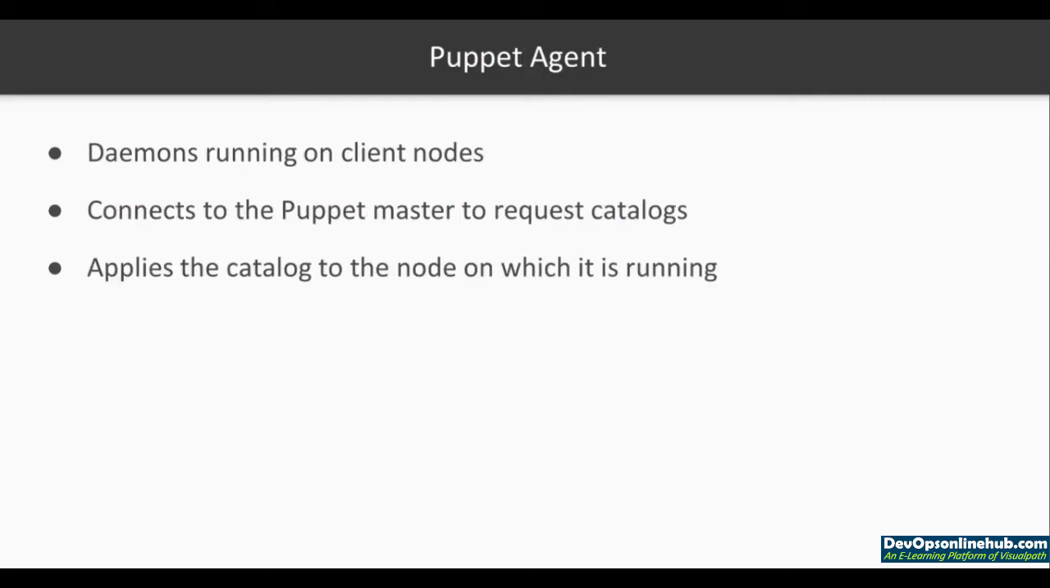Puppet agent. Puppet agents are daemons which run on client nodes and connect to the Puppet master to request compiled catalogs which correspond to it. The agents can be run continuously as a daemon, or they can be scheduled to run at certain intervals by using schedulers such as cron.